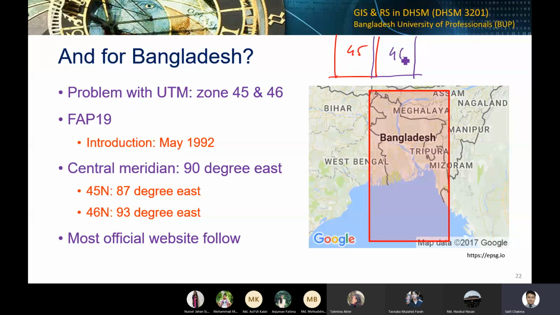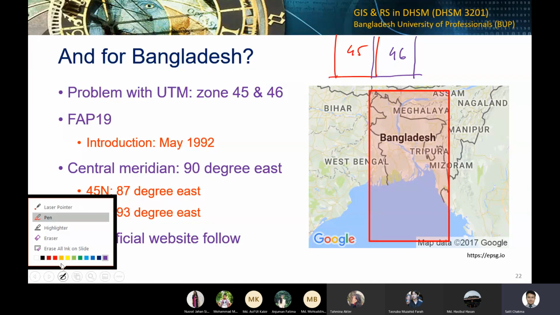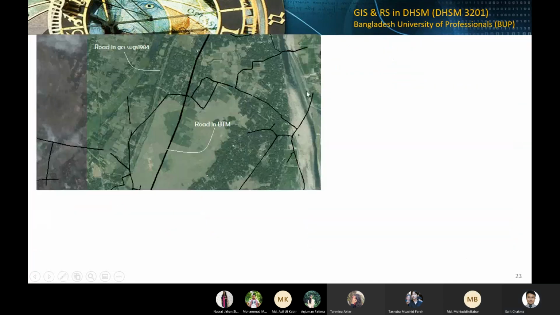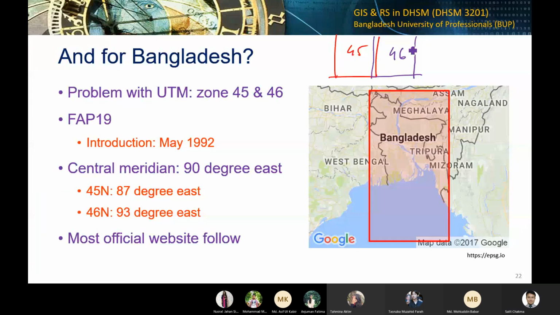So this is 46. Okay, so this is the overlap region. But the overlap region is not our concern. Our concern is this zone. These 46 zone's origin point is here, for example, 0, 0. And for zone 45, we have the origin point here, 0, 0.